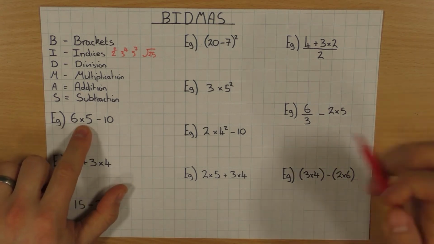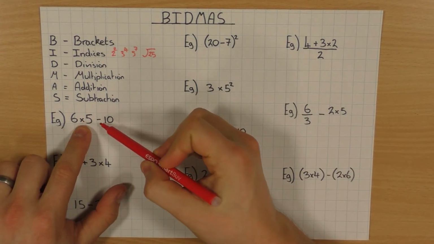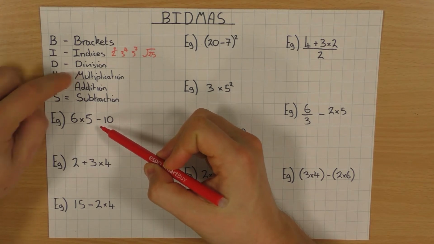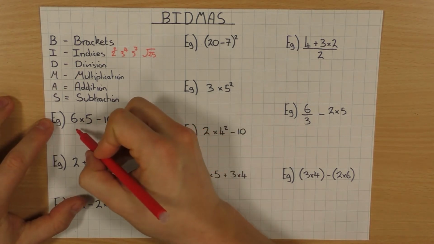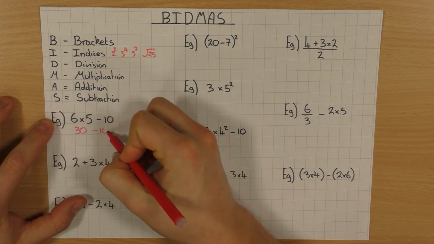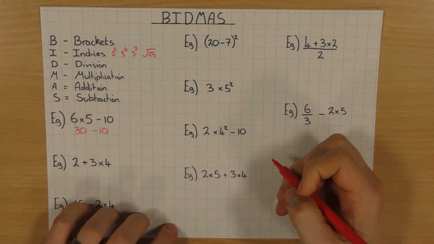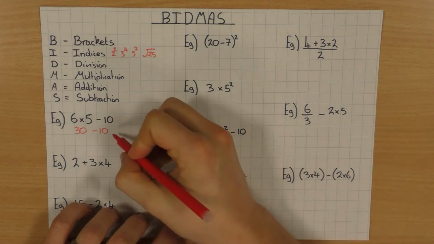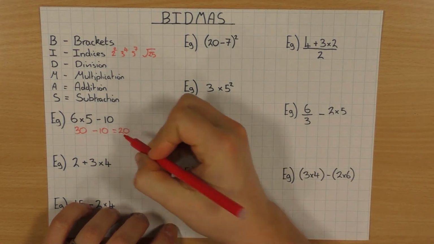In this first example, I've got a multiplication and a subtraction. So multiplication comes first. I do 6 times 5, which is 30. Then I just bring the rest of it down, and then I can do my subtraction. 30 take away 10 is 20. Nice and simple.